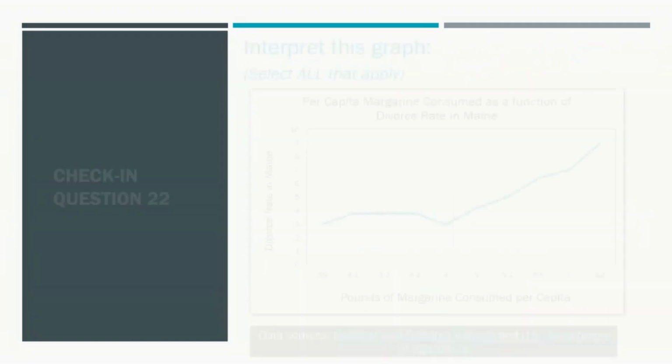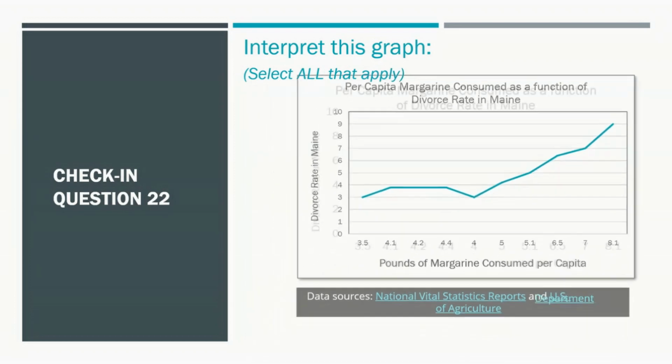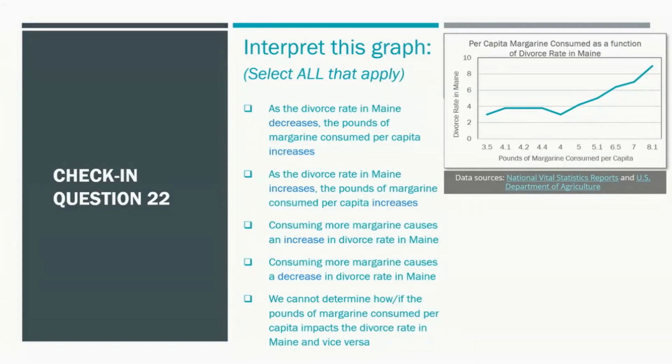And now finally, check-in question number 22. Interpret this graph. And by the way, this is a real graph put out to us by National Vital Statistics Reports and the U.S. Department of Agriculture. And to help you out with this prompt, I provided some options for you to choose from below, so feel free to select all that apply. And once you're done with Check-in 22, that concludes our discussion on data analysis and interpretation from a graphing standpoint. Awesome work!